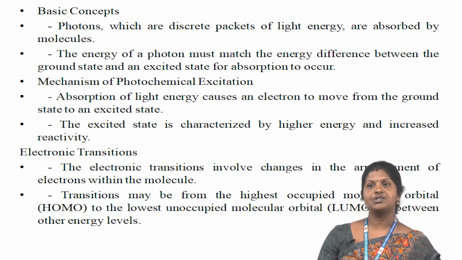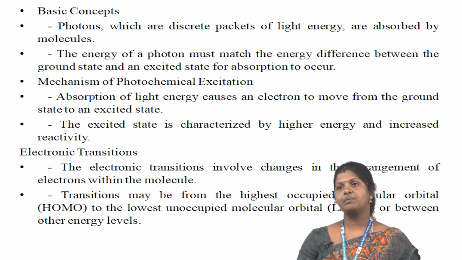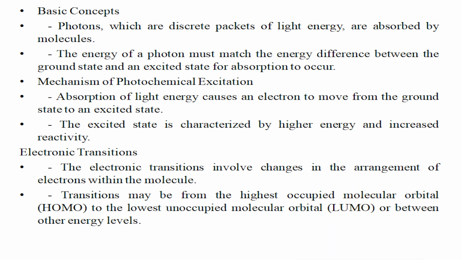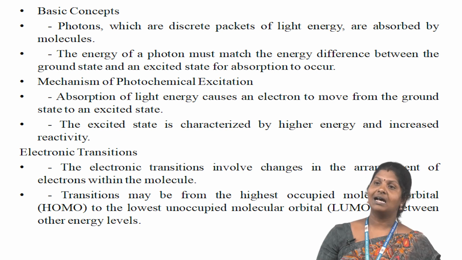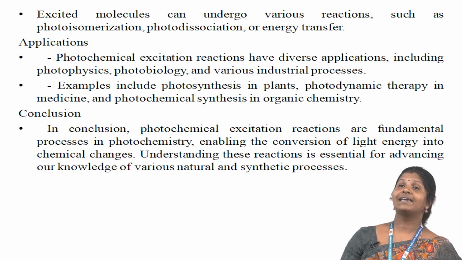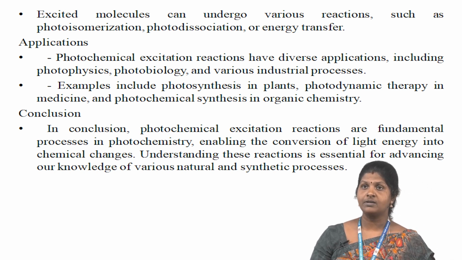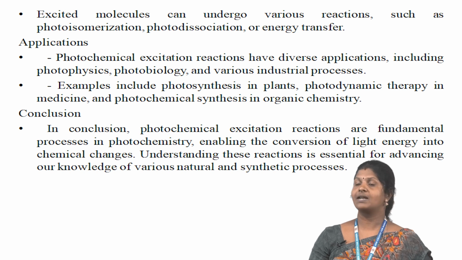The electronic transition involves changes in the arrangement of electrons within a molecule. The transition may be from the highest occupied orbital, that means HOMO, to the lowest unoccupied orbital, that means LUMO, or between other energy levels. An excited molecule can undergo various reactions such as photoisomerization, photodissociation, or energy transfer.